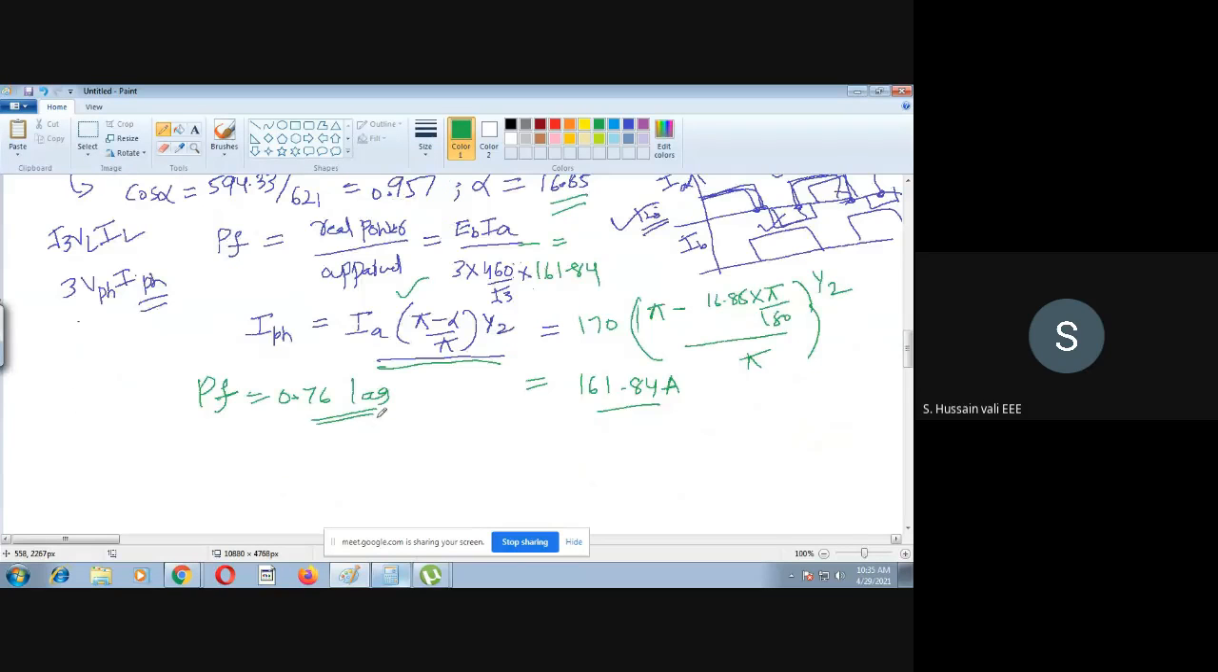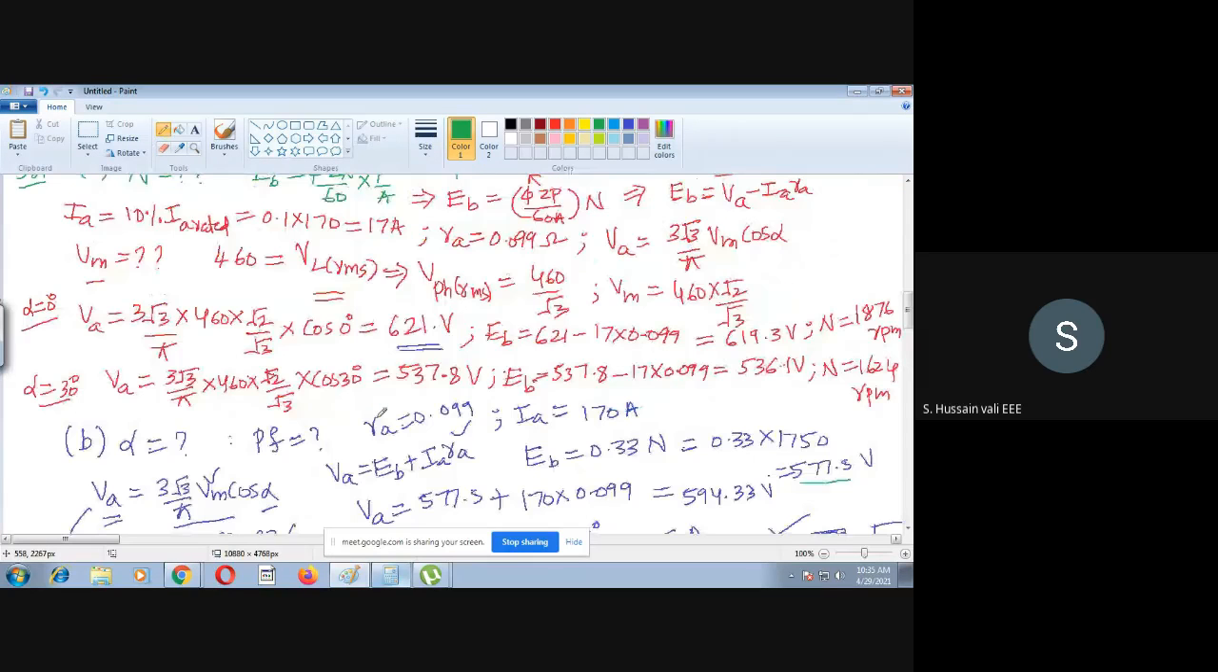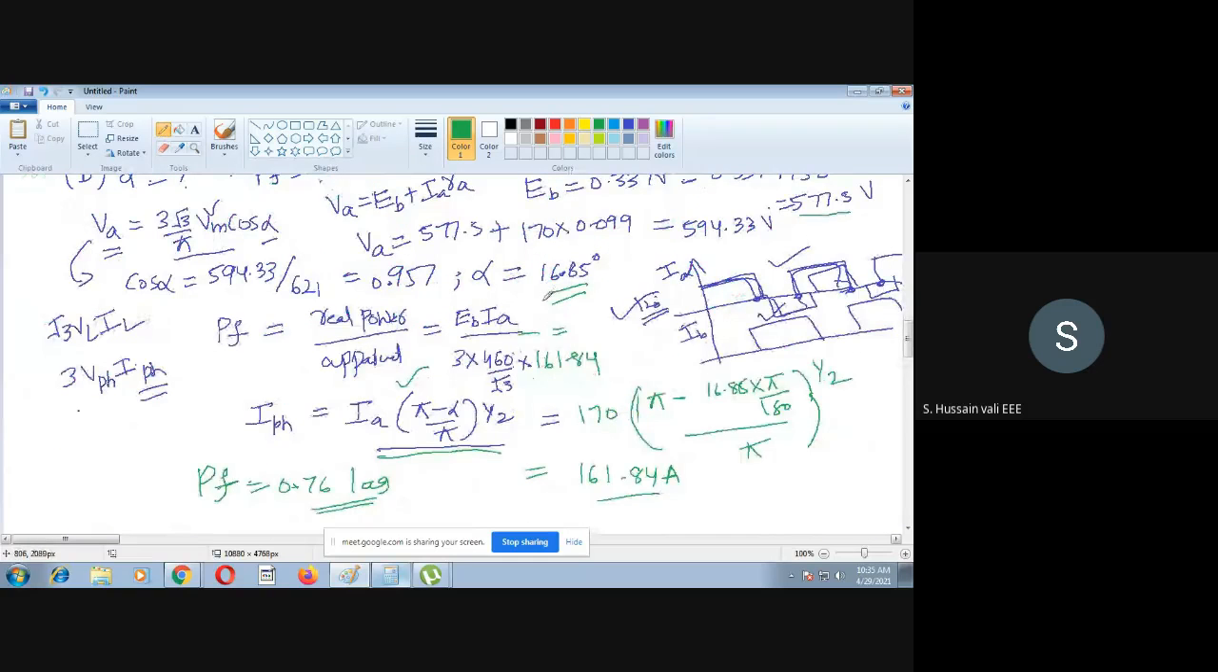Now I suggest, one more thing, please go through this analysis once again. Somewhere you may find something. Anyone having doubt, you can ask. Sir, at rated speed we have to consider EB, sir, or any other answer? Yeah, at rated speed.